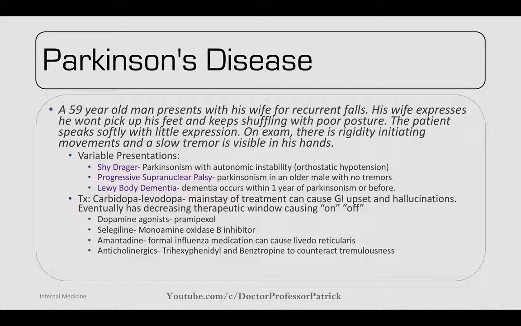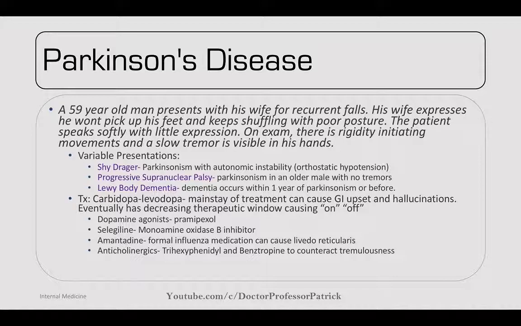Moving into movement disorders, for Parkinson's disease, this case is a 59-year-old man presenting with his wife for recurrent falls. His wife expresses he won't pick up his feet and he keeps shuffling with poor posture. The patient speaks softly with little expression, and on exam there is rigidity initiating movements and a slow tremor is visible in his hand. So there are some variable presentations of Parkinson's disease.